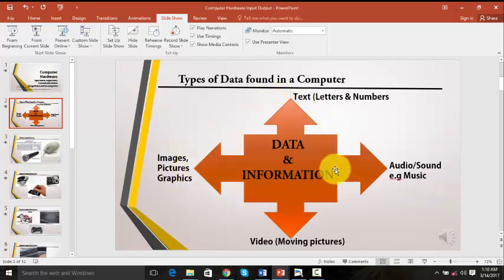So, these are the types of data we have, children. You need to understand, when we say data, data is a big word which is so broad.